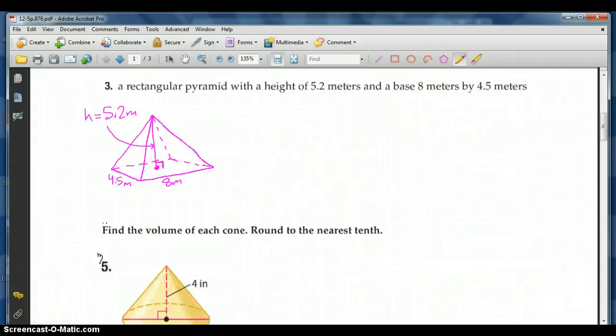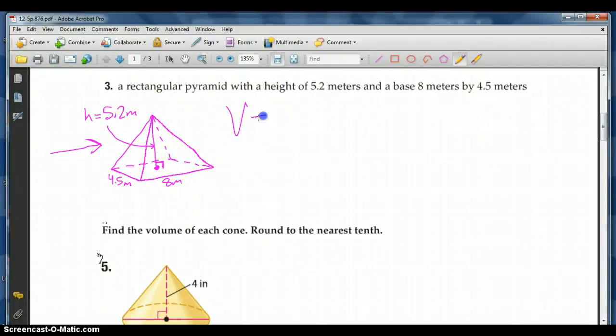For number 3, we want to find the volume of a rectangular pyramid with a height of 5.2 meters and a base 8 meters by 4.5 meters. So a problem like this, it's always best to make a diagram so we can see exactly where things are at that we need. So our rectangular base, 4.5 by 8 meters, and our height, 5.2 meters, which is perpendicular to the base of our pyramid.